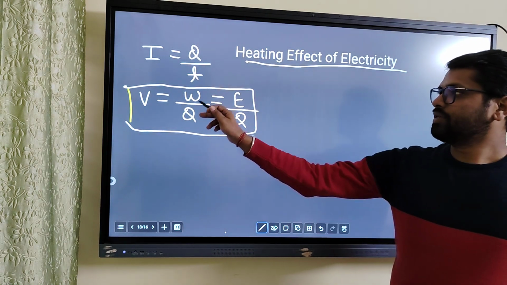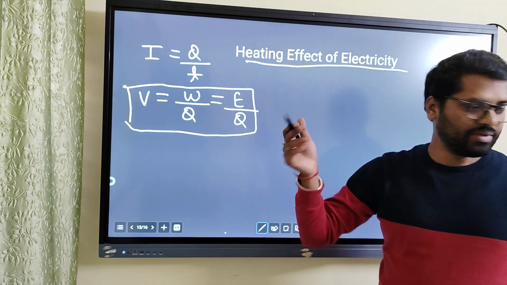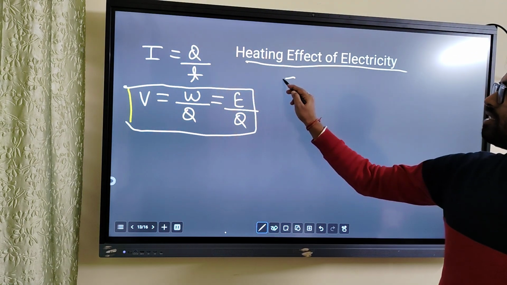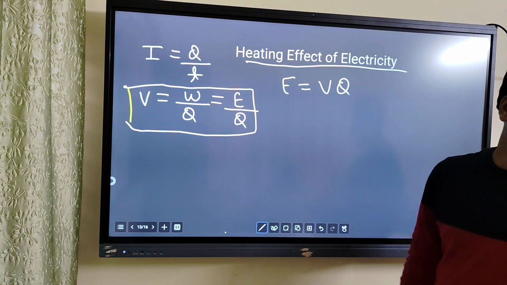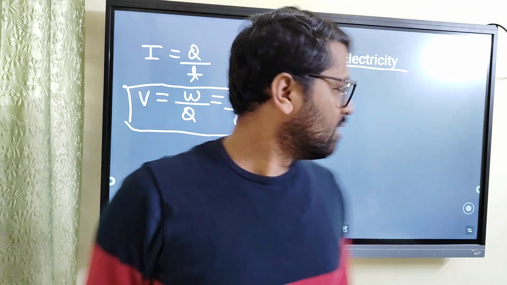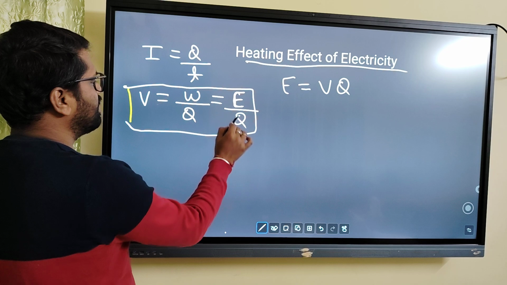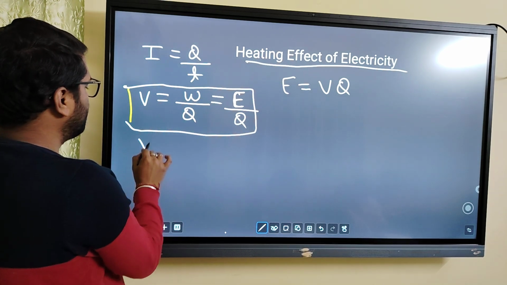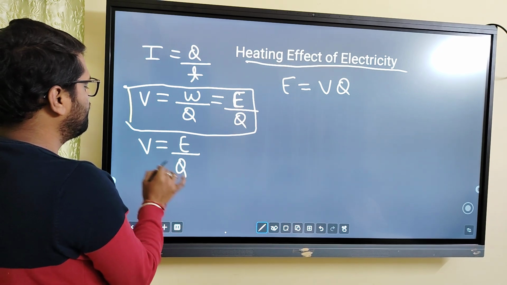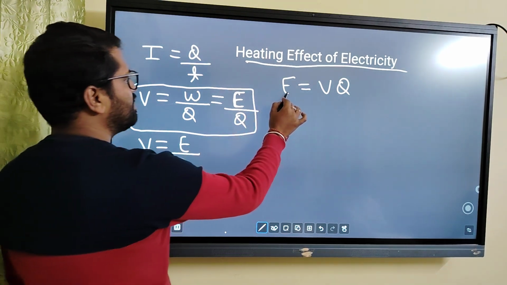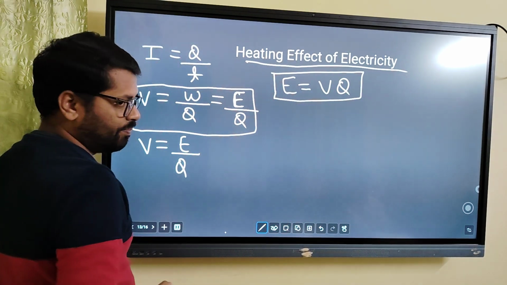Potential difference is work by charge, and we want work or energy, which are both the same. If we want energy, can we say that energy equals VQ? See here properly. Here V equals work or energy by charge. So what is energy? V into Q. So I have written energy equals V into Q.